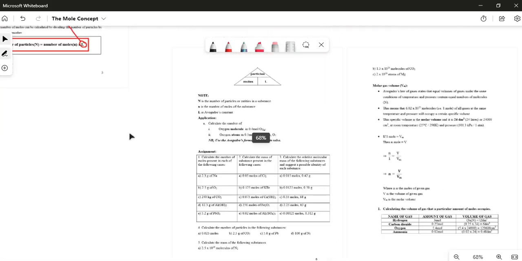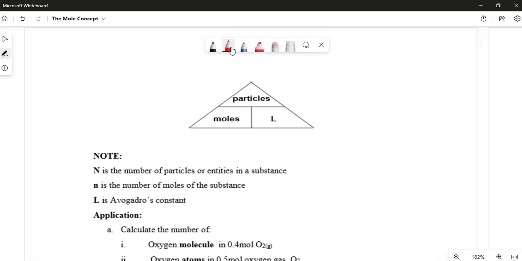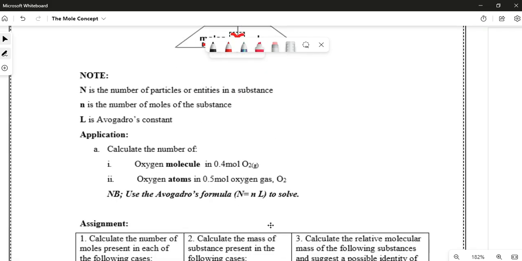Moving on. We have this triangle as well, which helps us remember particles is equal to mole times Avogadro's constant. So to find the Avogadro's constant, even though it's going to remain the same, you can do particles over moles, and to find the moles, you can do the number of particles over Avogadro's constant. Yes, I think that should be clear.